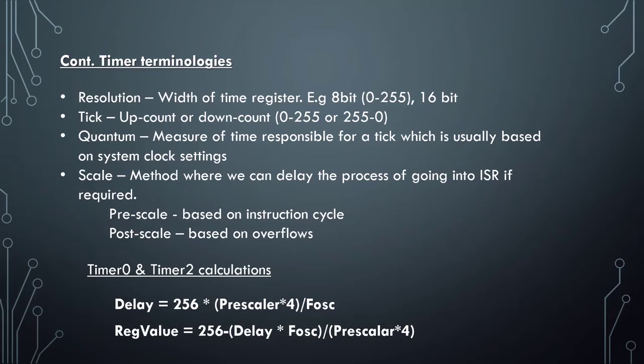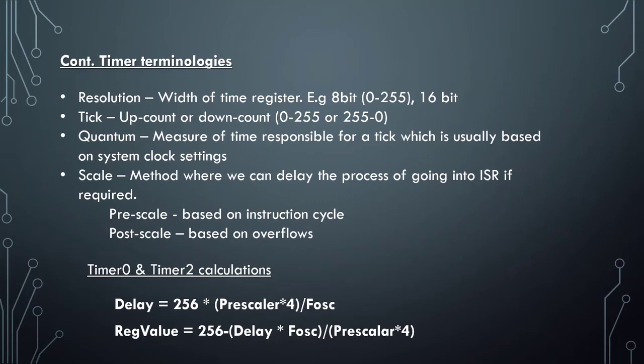The next term we have is the tick, whereby for the tick, we have the up count or the down count. This refers to the methodology in which the timer can count. It can up count from 0 to 255 or down count from 255 to 0.